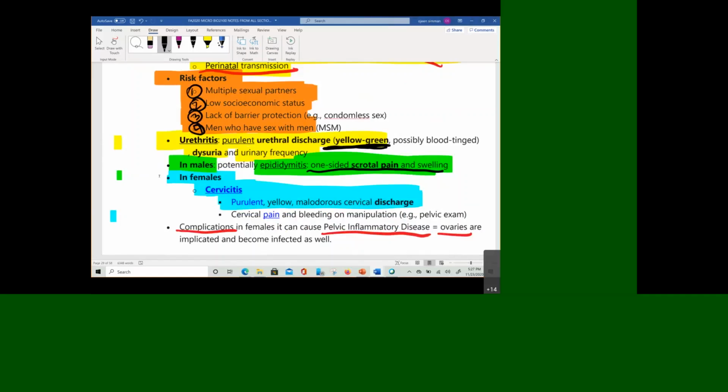One of the complications that gonorrhea can cause in females is a very dangerous clinical manifestation known as pelvic inflammatory disease. Pelvic inflammatory disease is basically when the gonorrhea affects the ovaries as well, and that's a very serious presentation that requires immediate attention and immediate treatment.